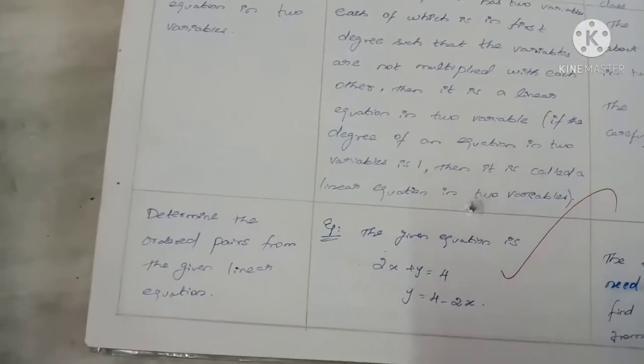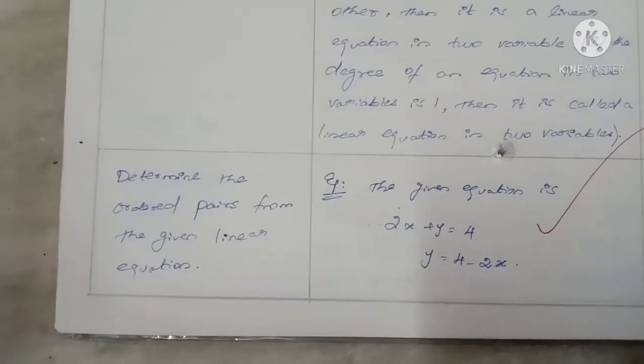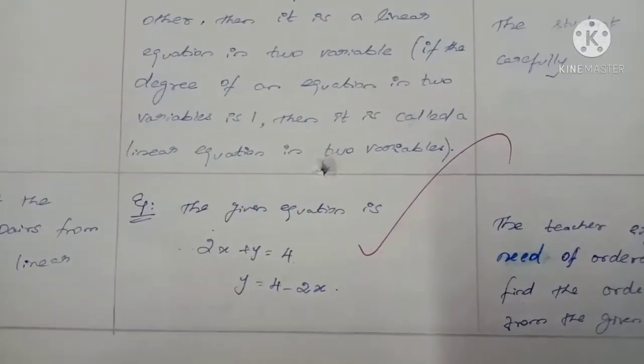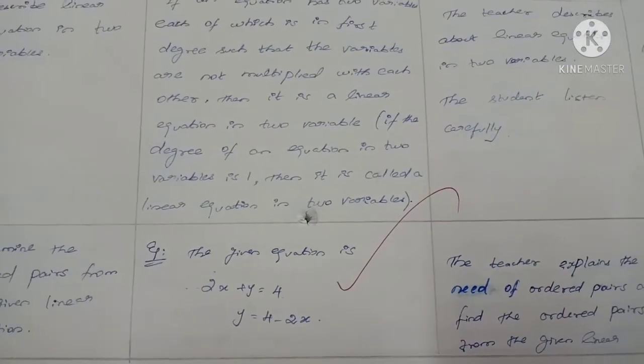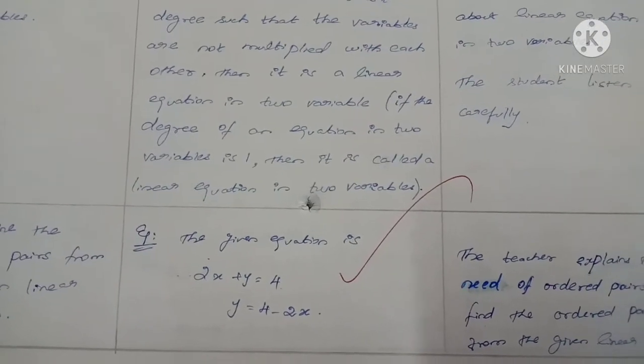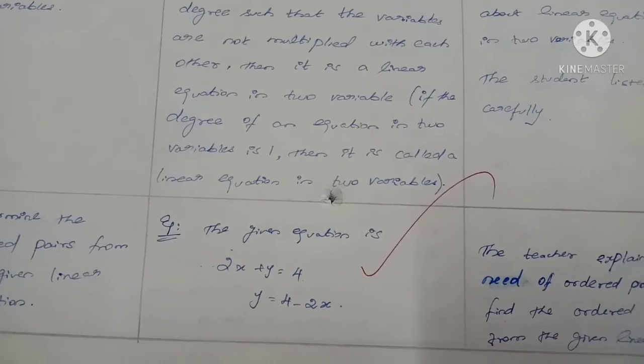In the next row, first box, determine the ordered pairs from the given linear equation. The next box, we have to write some example. The given equation is 2x plus y equal to 4. Therefore, y equal to 4 minus 2x.